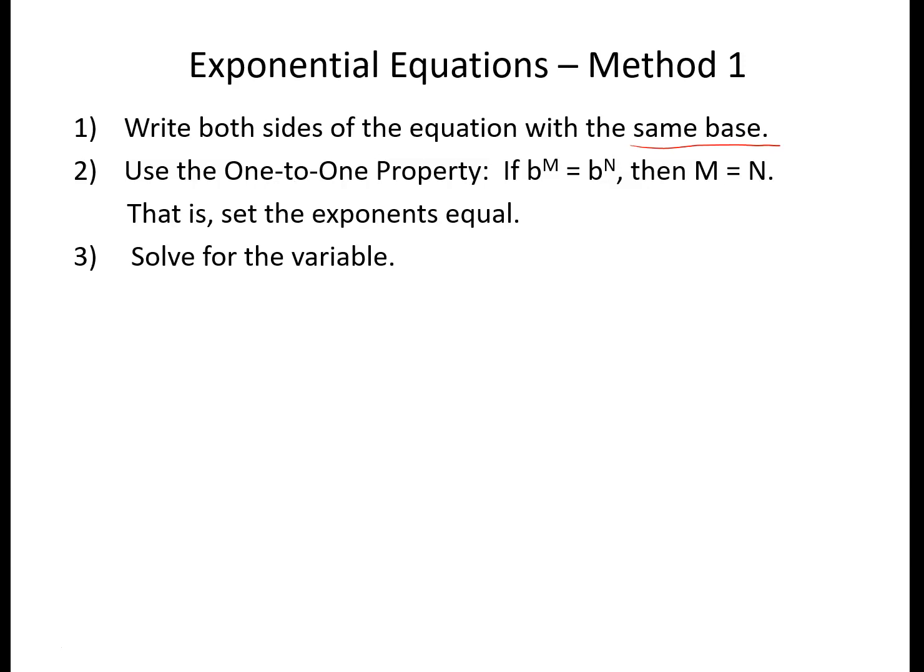Once you get both sides with the same base, then you can use the one-to-one property. That property says if b to the m equals b to the n, in other words, you've got the same base on both sides, then you can set the exponents equal. That might be easier for you than looking at it in this math format. It just means set the exponents equal. Your variable will be in the exponent, so then you can solve for the variable. Let me show you what I mean with some examples.